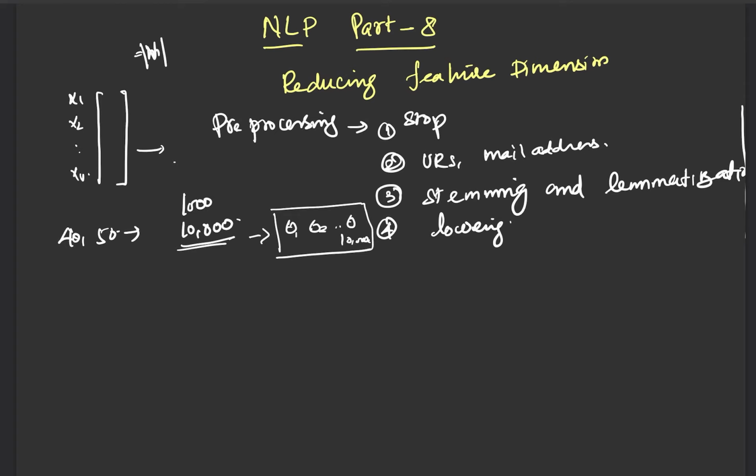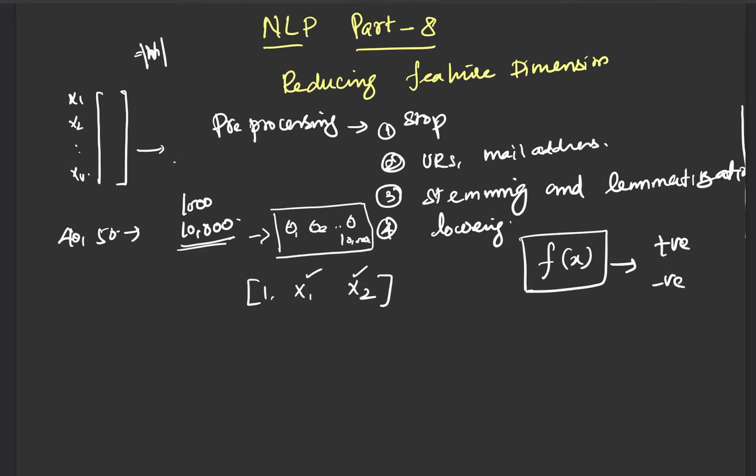So, to reduce further, in spite of this pre-processing step, what we can do is smartly identify two features. We can specify our feature space as just x1 and x2. Only come up with two features. We are going to have our classification model, this f of x. What is this f of x going to do? It's going to predict whether the sentiment is positive or negative.